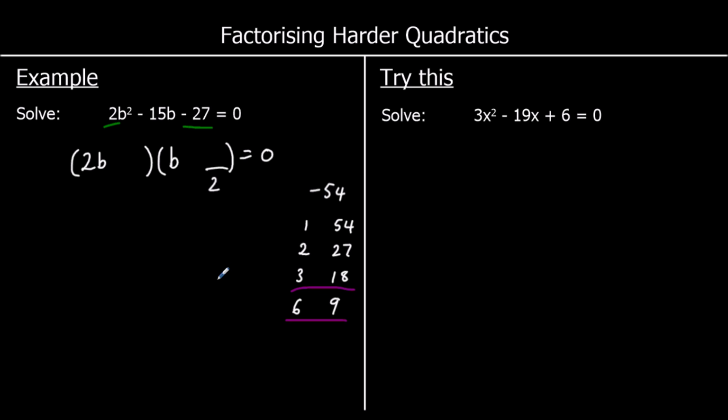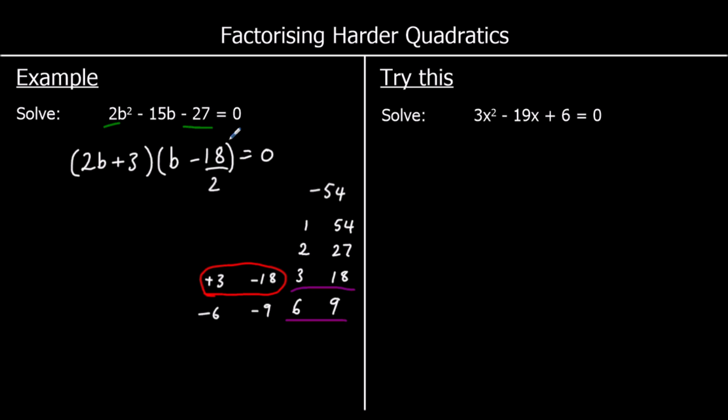It would be plus 3, positive 3 and a negative 18, or a negative 6 and a negative 9. Which of those multiply to give me 54? Negative 54, sorry. That's going to be the 3 and the 18. So we're going to have plus 3 and minus 18.